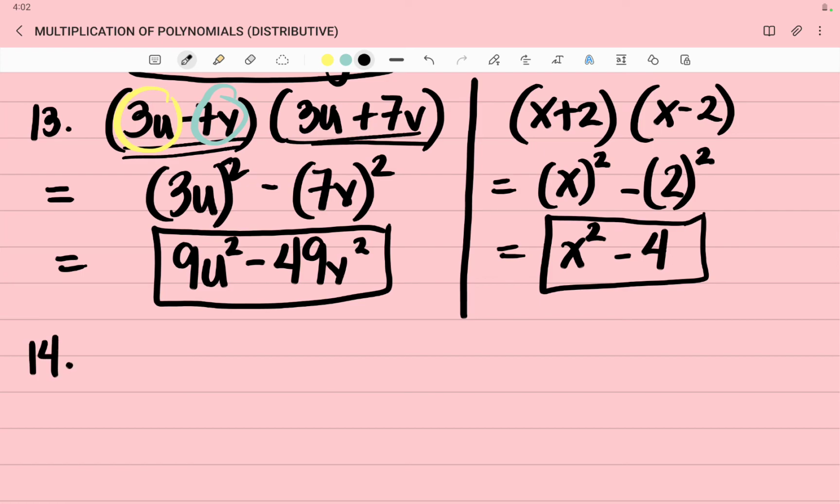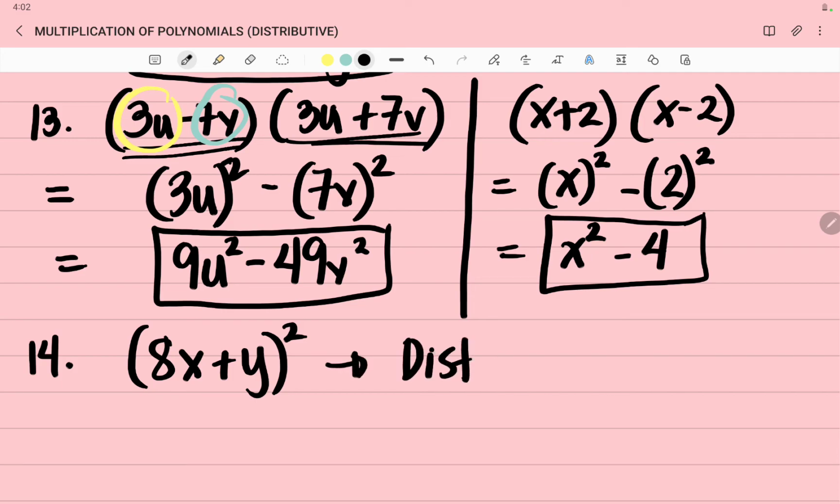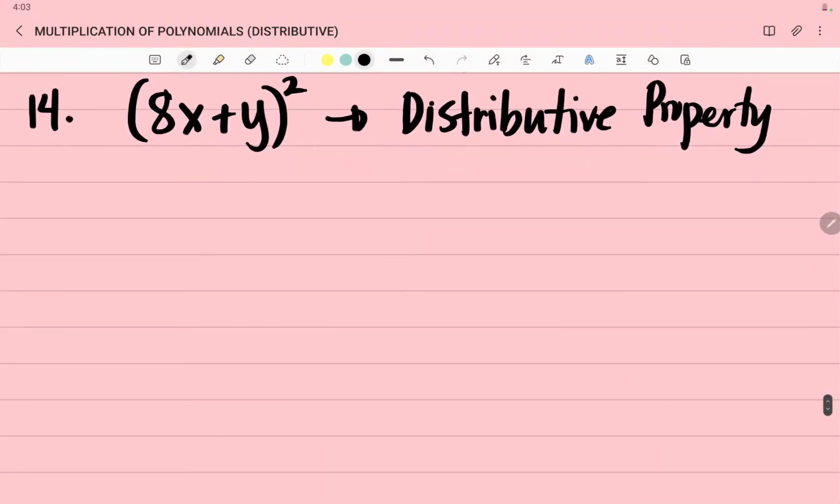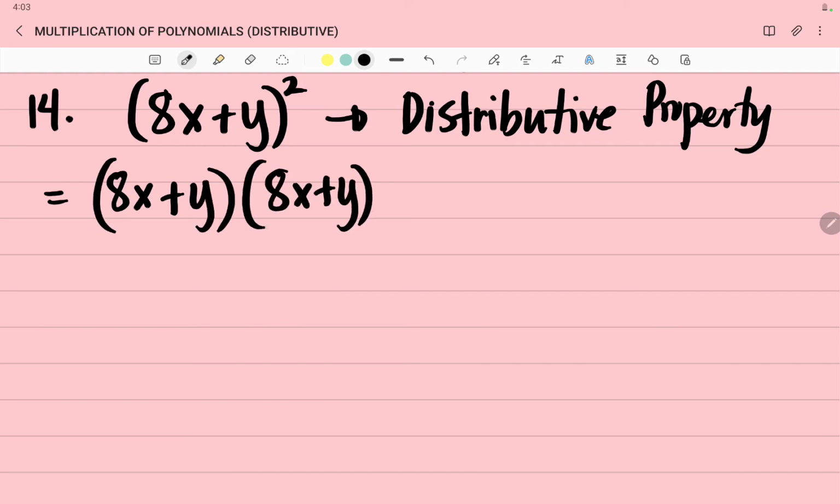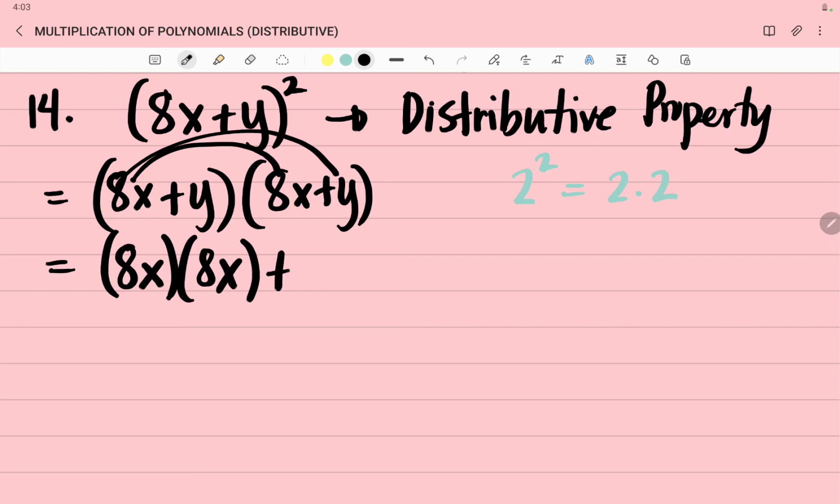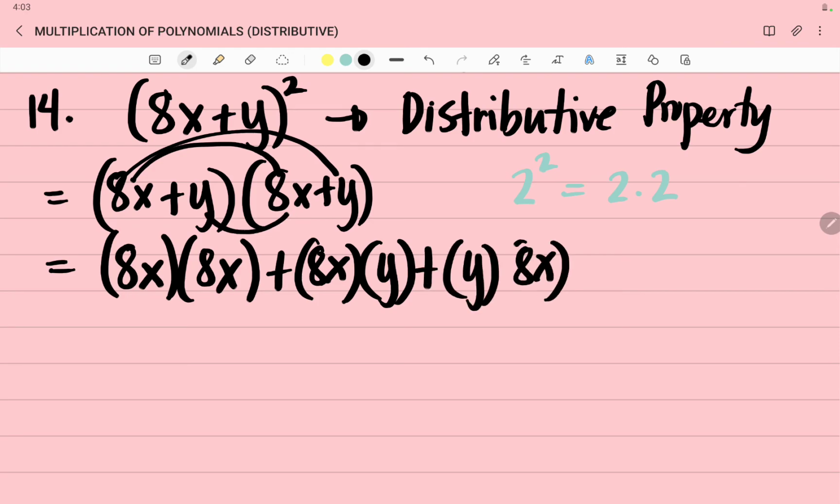Okay, next, number 14. For number 14, we have 8x plus y squared. So, by using, again, the distributive property, we will have 8x plus y times 8x plus y. It's like 2 squared is equal to 2 times 2, right? Now, 8x times 8x, 8x times y, plus 8x times y. Next, plus y times 8x plus y times y.